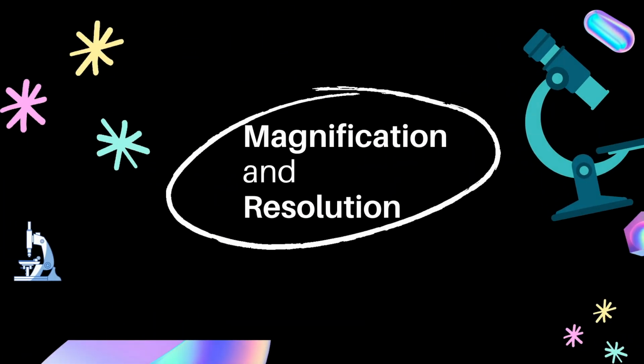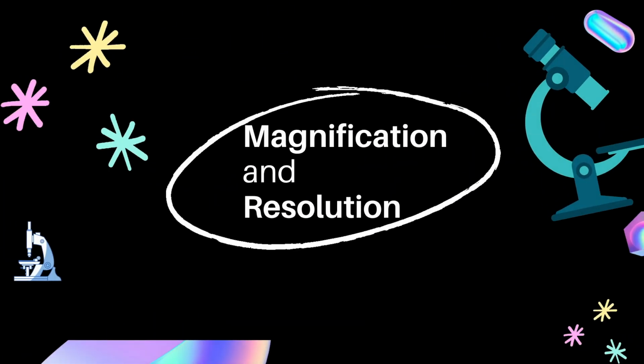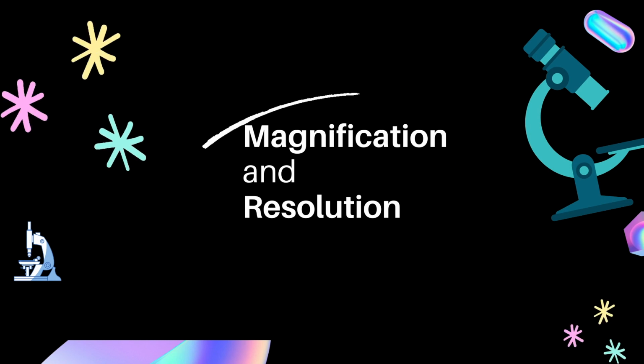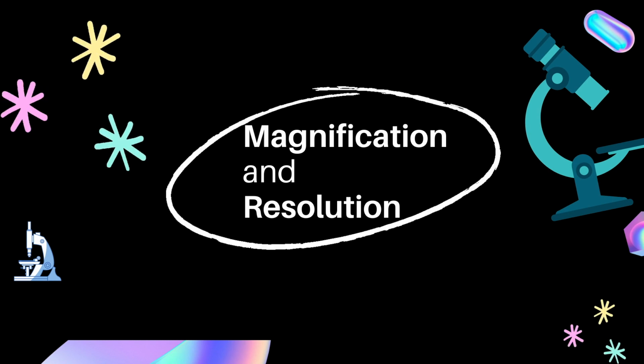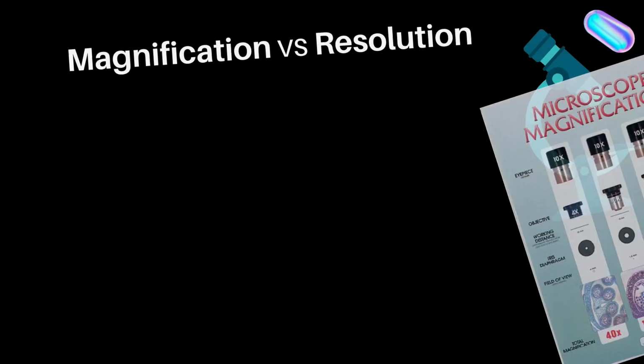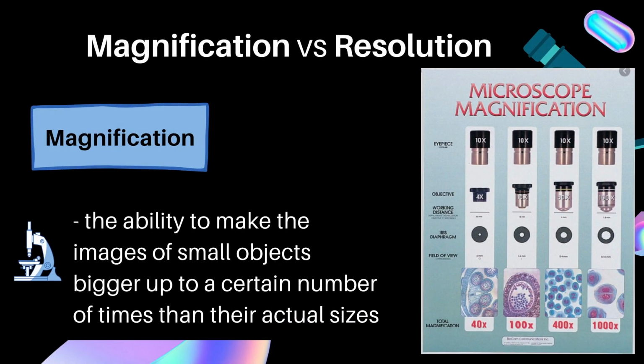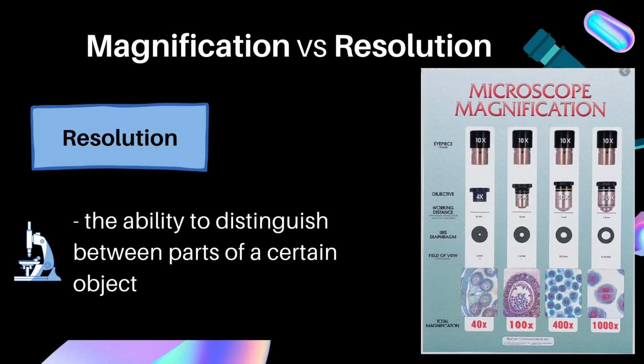The microscope's ability to allow us to see things that cannot be seen by the naked eye is attributed to its properties such as magnification and resolution. Magnification is the ability to make the images of small objects bigger up to a certain number of times than their actual sizes. On the other hand, resolution is the ability to distinguish between parts of a certain object.